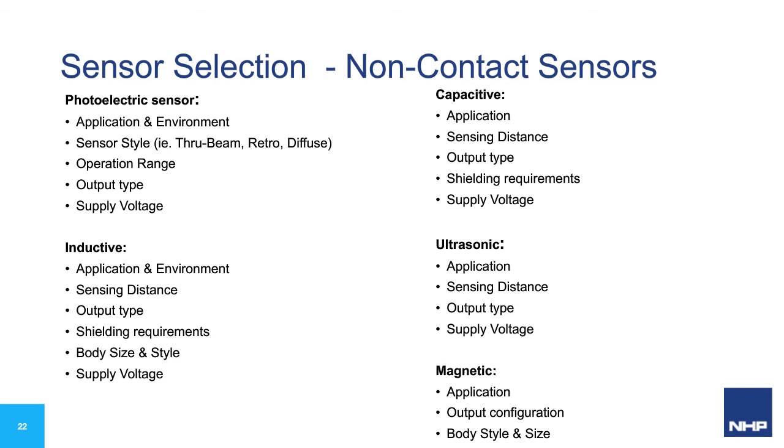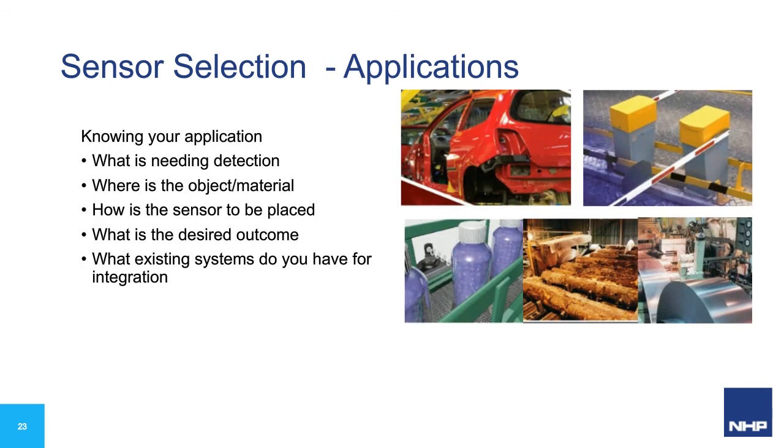Knowing the application includes things like what is wanting to be detected, what's the material, the object shape, the color, the finish, are there any wrappings or covers on the product, where is the object or material, so really an overview of where the thing is to be sensed.